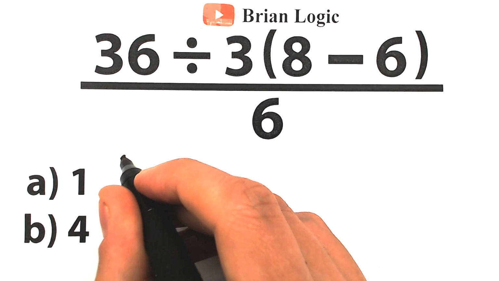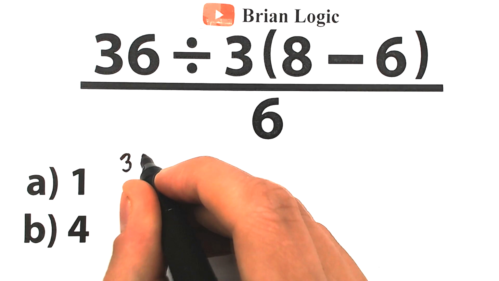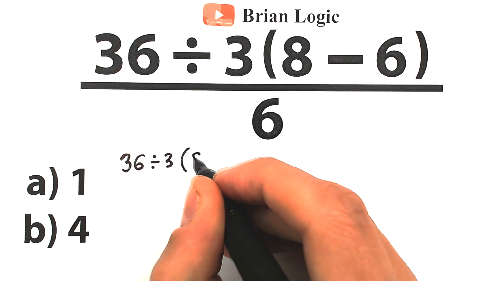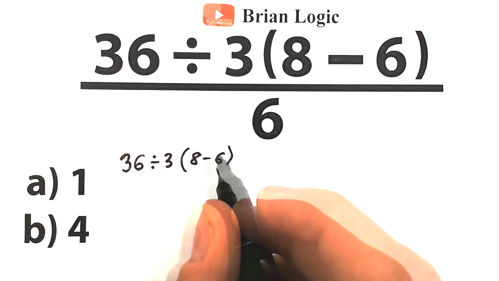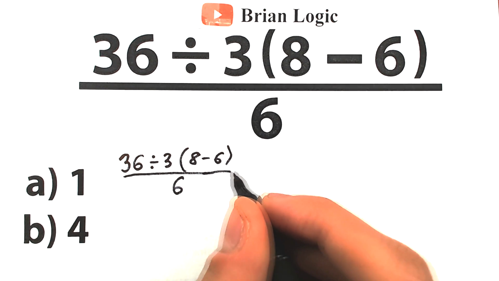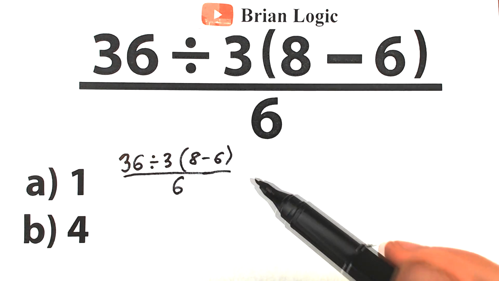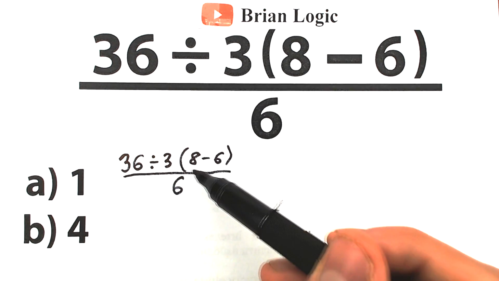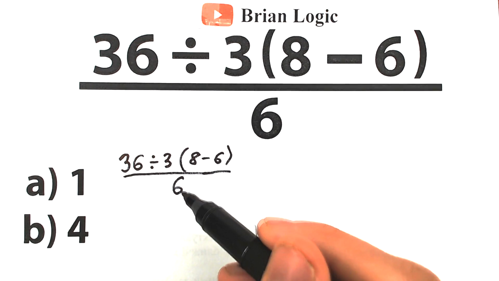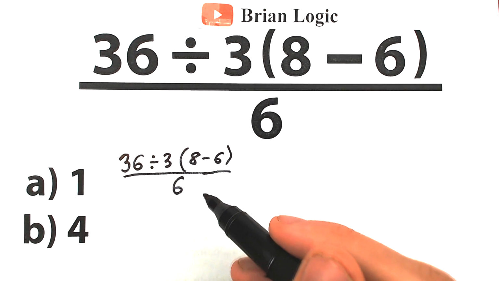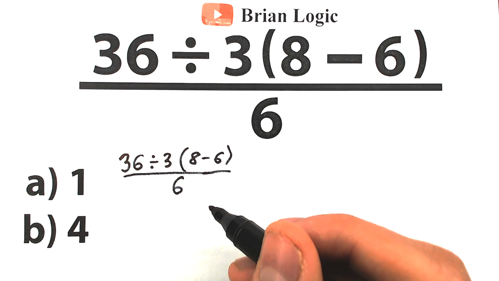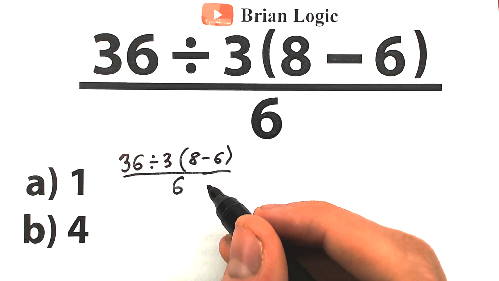Okay, first of all, we have our challenge. Let's rewrite it right here, and I'm going to show you two interpretations. So we have 36 divided by 3, 8 minus 6 inside parentheses, and we divide all of these by 6. Here's our challenge. We have a lot of operations: division, multiplication, subtraction, and division all over by 6. But obviously, whatever order of operations we select is going to create a different answer, right? So we need to understand what is the correct order to do this problem.